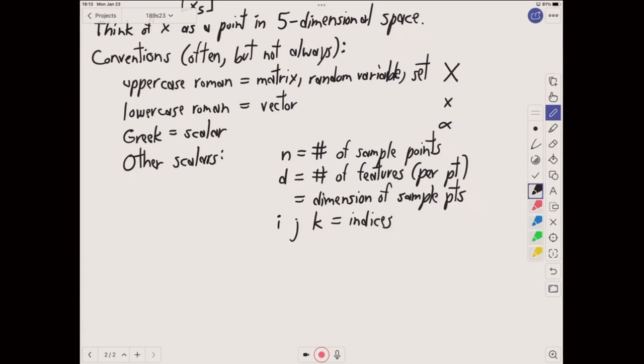And then functions will come up a lot in this course. Often the functions are scalar, but not always. It's very hard to enforce a particular notation for that for various historical reasons. But for example, f and s will both be used mainly for functions.